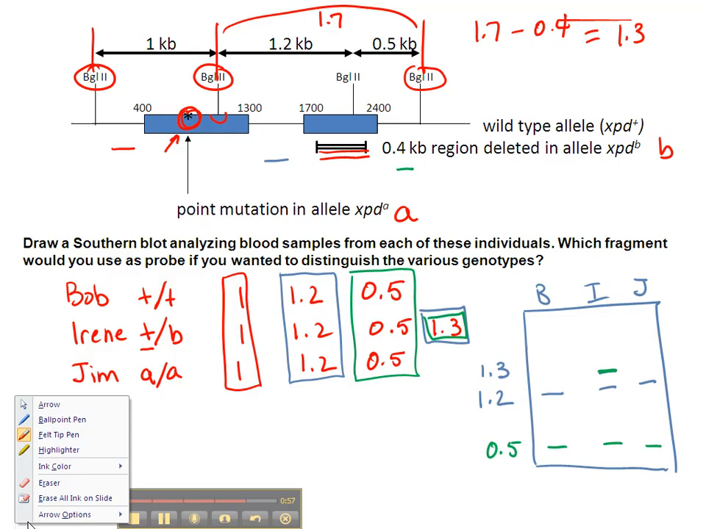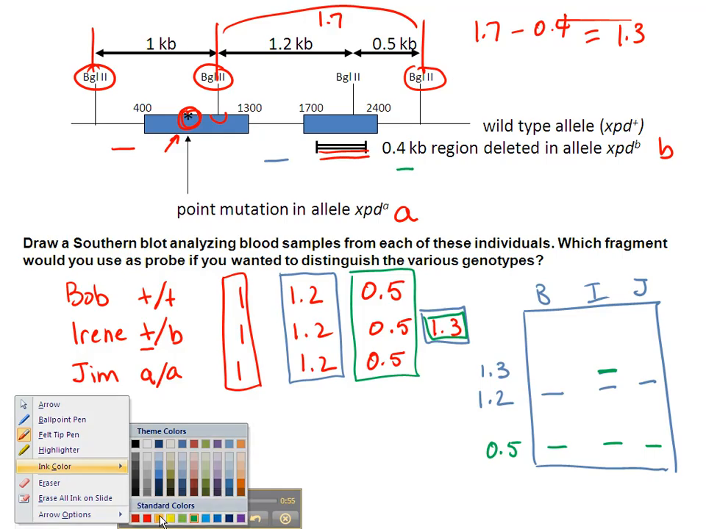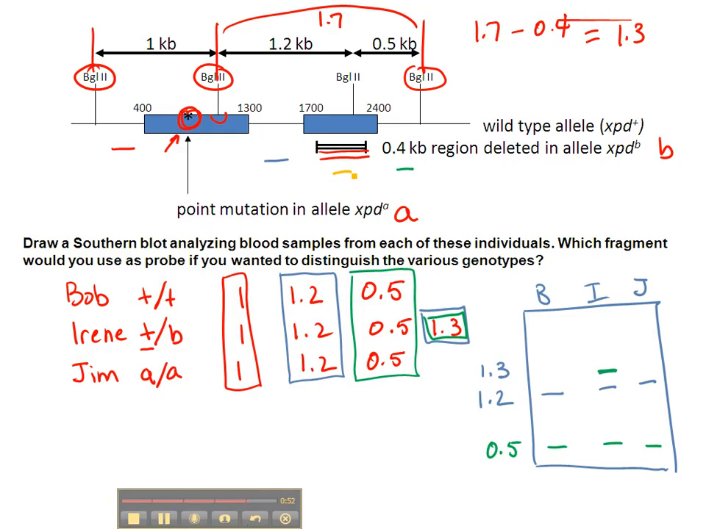One other place that you might think of putting the probe would be in the deletion region. Now if you did that, depending where within the deletion region you've put your probe, if it's in the 1.2 kb area, then it'll hybridize to the 1.2 kb band that's present in all 3 individuals. However, it will not hybridize to the 1.3 kb fragment that's present in Irene, thus there will be no 1.3 kb band because the region where you have the probe here is deleted in that 1.3 kb fragment.